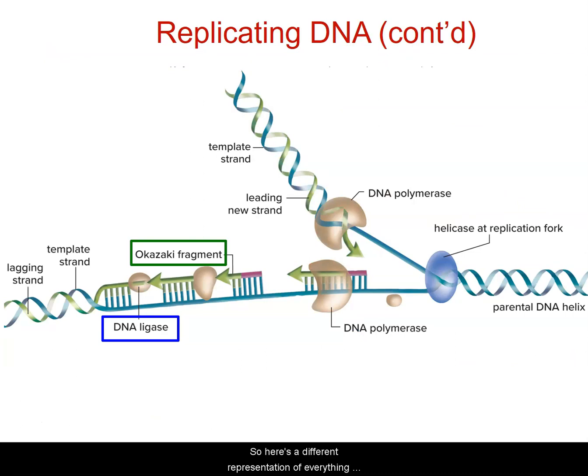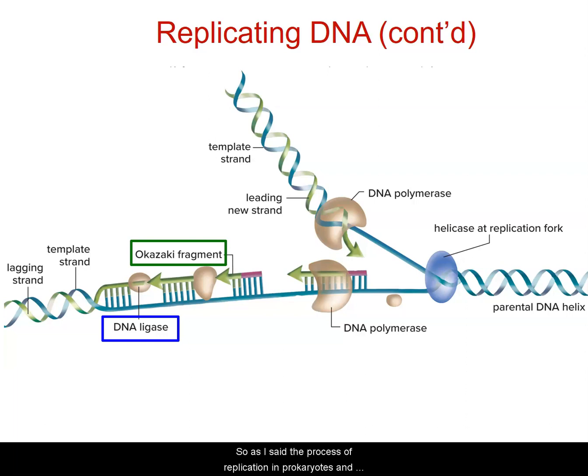So here's a different representation of everything I've just told you about. You've got DNA replication, you have the template strand, you have DNA polymerase. Up here on the top is the leading strand because it's working in the proper 5' to 3' direction. DNA polymerases here have to work backwards, so you get these Okazaki fragments because helicase is unzipping in the other direction. DNA ligase comes in, binds Okazaki fragments. As a result, now you have two growing copies of the same molecule of DNA.